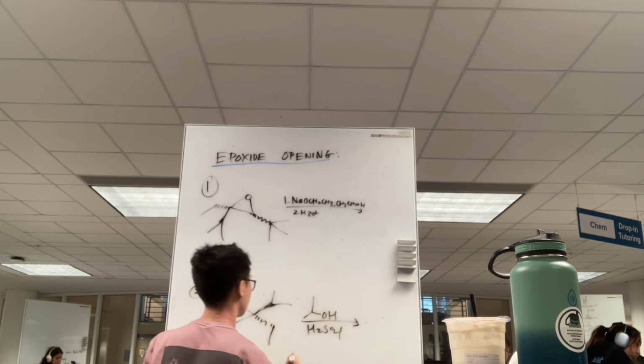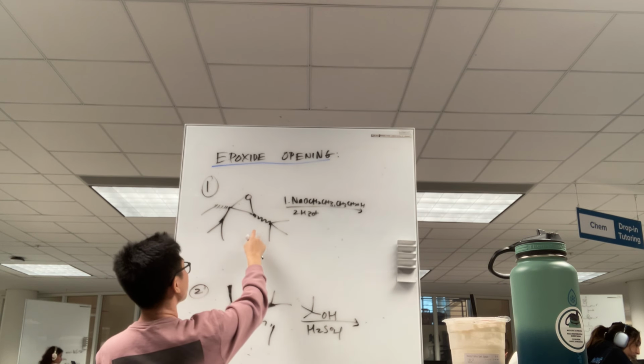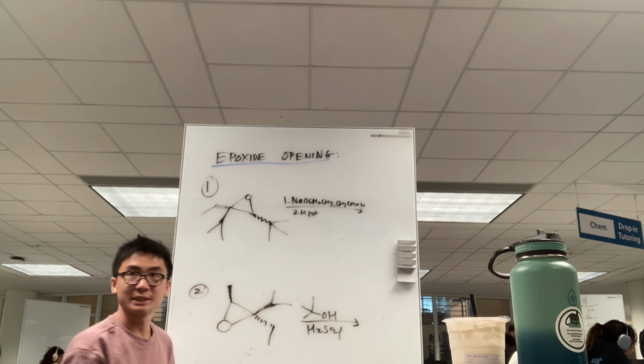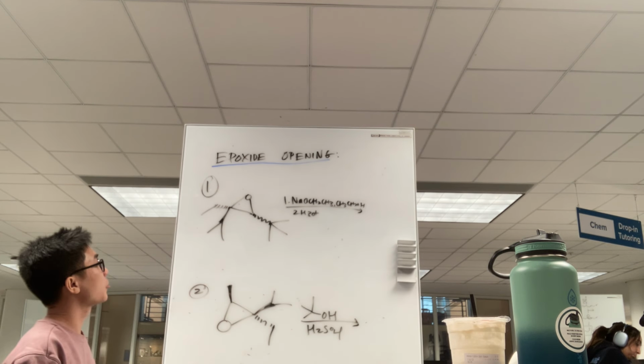Is the wedge facing towards us? Oh, it's gonna be a dash. So when I draw a squiggly line, that's gonna be a dash. So facing away from you.